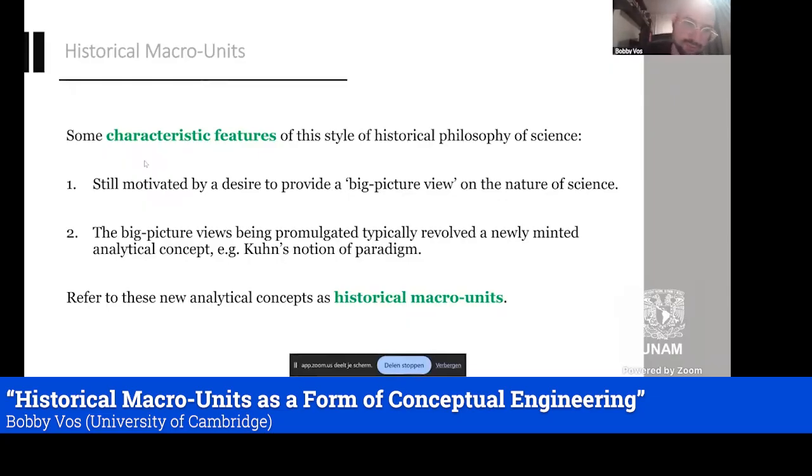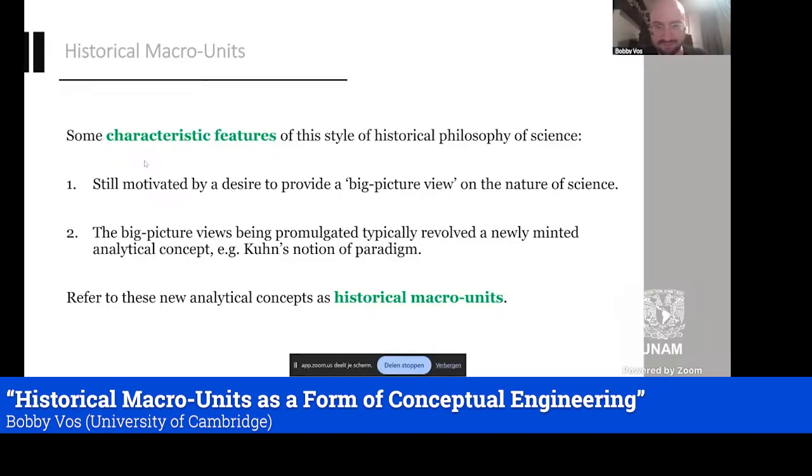But more generally as well, we still see here a broad desire to provide big picture views on the nature of science. So whereas for the positivists, or logical empiricists, I should say, this big picture view consisted in pinning down a view on scientific method and theory, in this post-positivist era, we see these big picture views being constructed around distinctive pictures of scientific change.